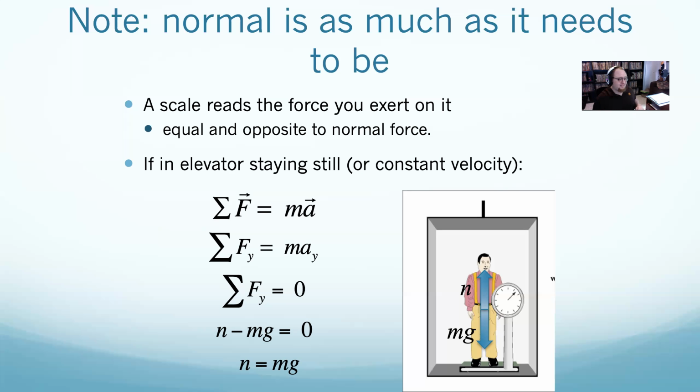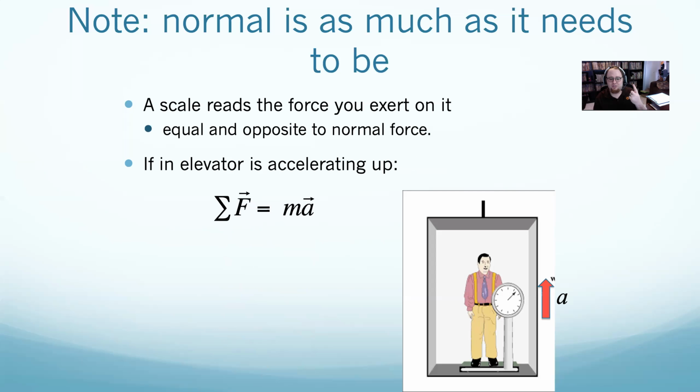But let's say instead, you take your bathroom scale and you go in an elevator, and you put the scale down in the elevator and get on it. And the elevator starts accelerating upwards. If the elevator is accelerating upwards, we can still say there's only forces in y. And we'll still say gravity holds you down and the normal force is up. And your equation is still up minus down, n minus mg.